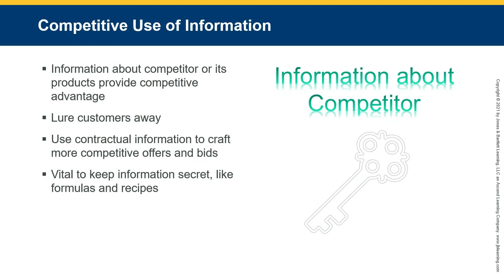Competitive use of information. Information about competitors can provide competitive advantage. Lure customers away, use contextual information to craft more competitive offers and bids. It's vital to keep information secret, like formulas and recipes. These are just some of the things that we need to keep about.